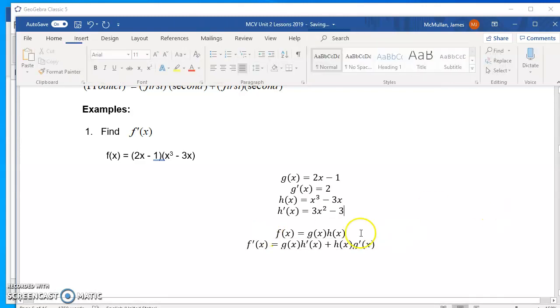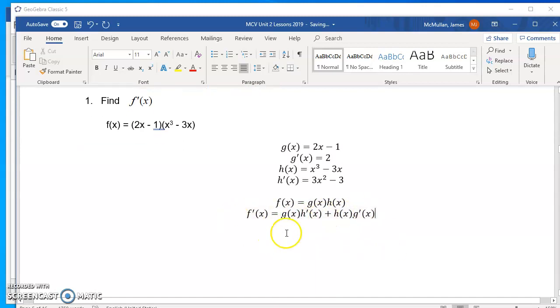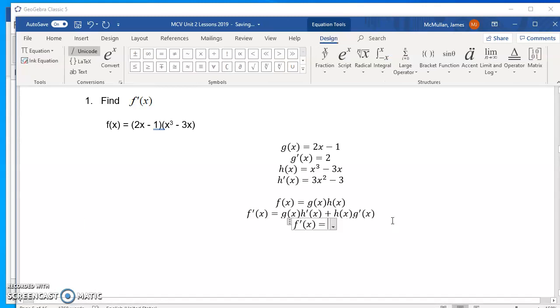Now again, the order you put this in really doesn't matter. You can put h g prime first. You can put g prime h. Try not to get mixed up on the order. It's one function times the derivative of the other function plus the other function times the derivative of the first function. Okay, so what we do here now is we just put the pieces together.